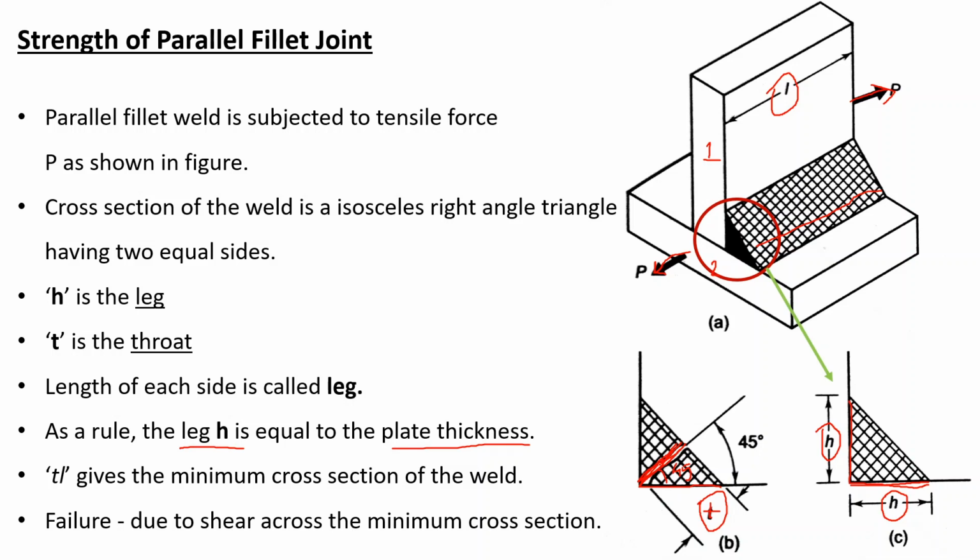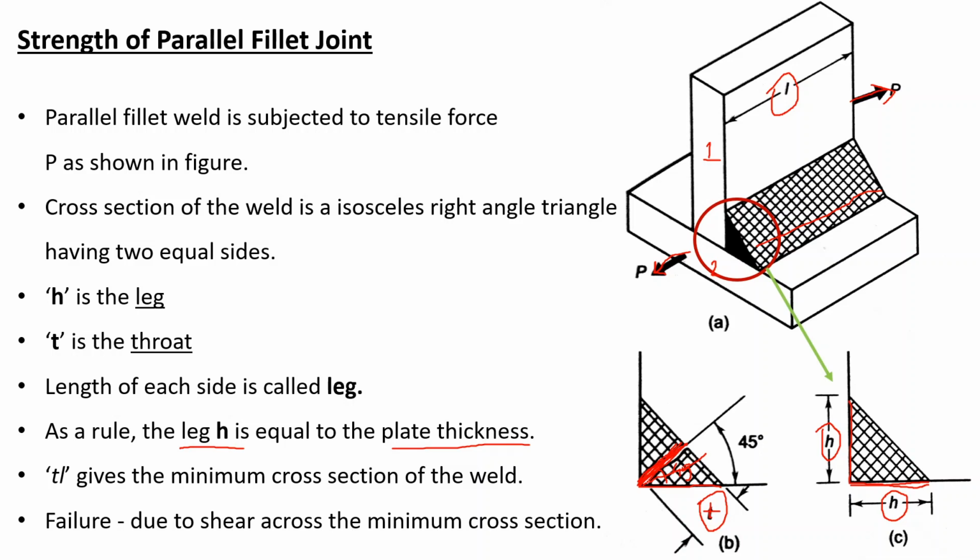I hope this is clear to you why we are taking the cross sectional area across the throat of the weld. This is because this will give you the minimum cross-sectional area, and any structure is prone to failure or will start the failure from the minimum cross-sectional area, because the strength at the minimum cross-sectional area is obviously low as compared to other points.